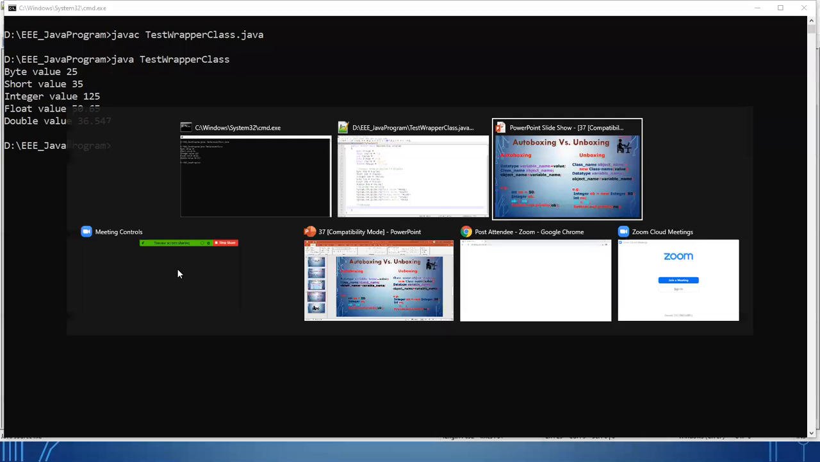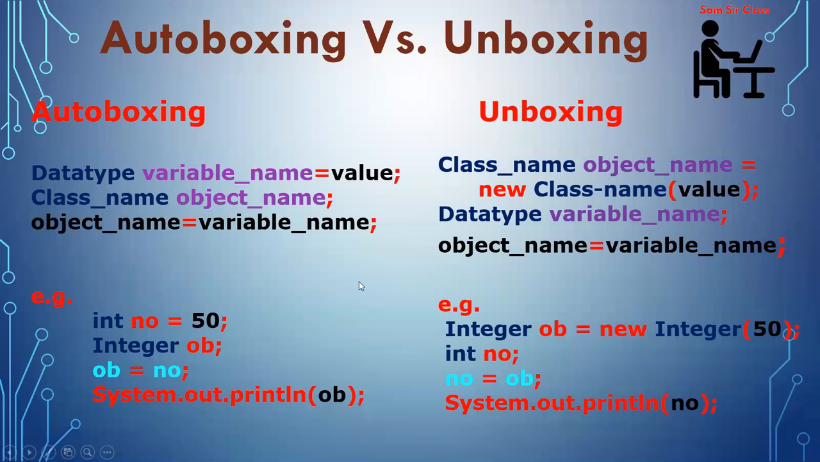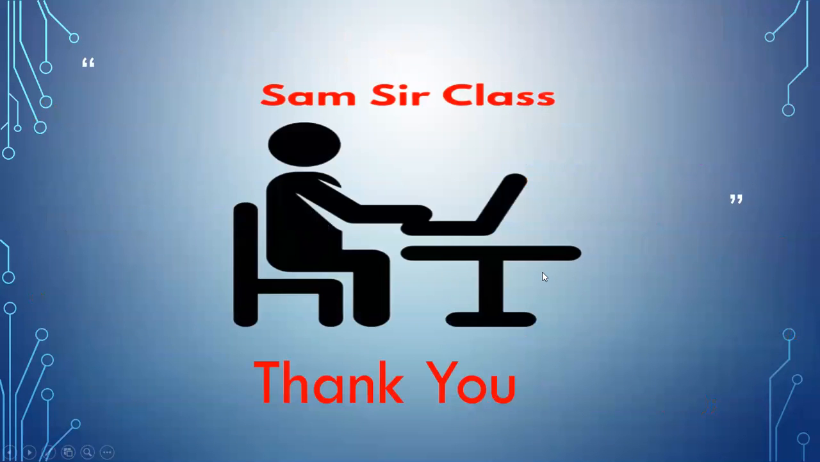Okay, so through this video you have completely understood how the corresponding primitive data type can be converted to an object, and an object can be converted to the corresponding primitive data type. Okay, so thank you everyone for watching this.